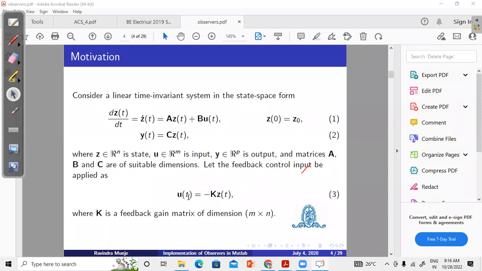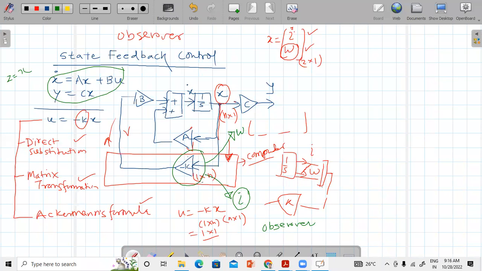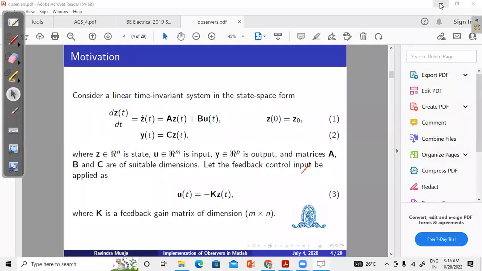Let the feedback control be u of t is equal to minus kz, and k is the feedback gain matrix. Now here the dimension of k is m by n, whereas I have written here the dimension as 1 by n. This 1 indicates input. Here we are assuming that only one input is there. But in practice, there can be m number of inputs. That's why m is appearing here.